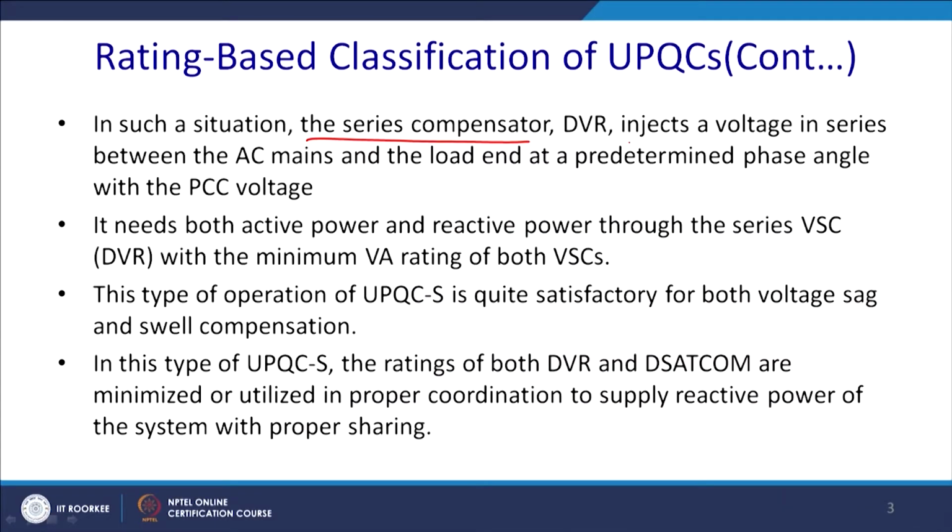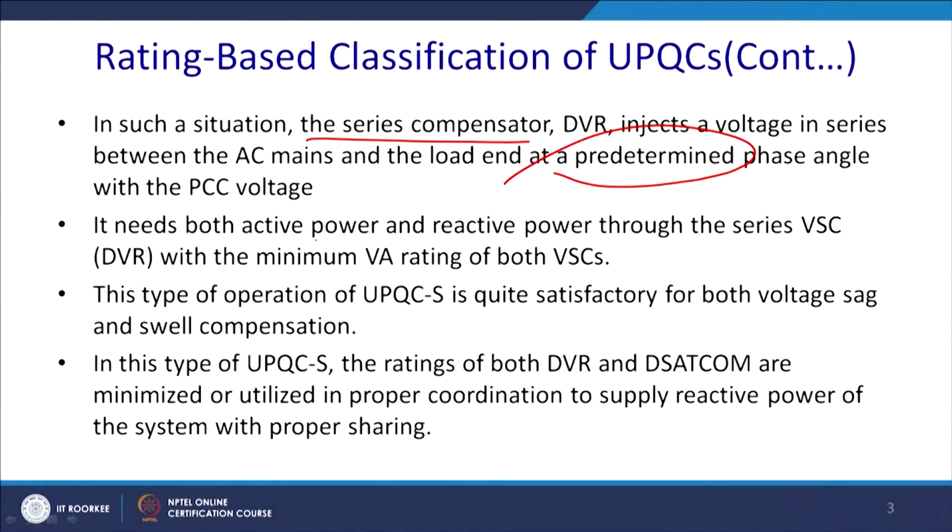Then what happens in such a situation? The series compensator DVR injects voltage in series between the AC mains and the load end, predetermined by the phase angle of the PCC, and it may not be the quadrature or in-phase injection, it may be a different angle to meet that demand. It needs both active and reactive power through the voltage source converter of the DVR with a minimum rating, both minimum VA rating and the VSC. So for this reason, it basically optimizes the rating of the series compensator.